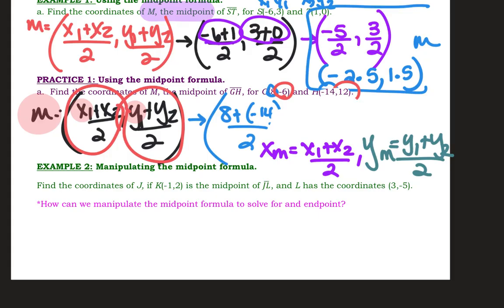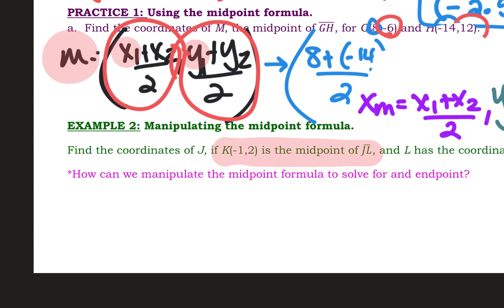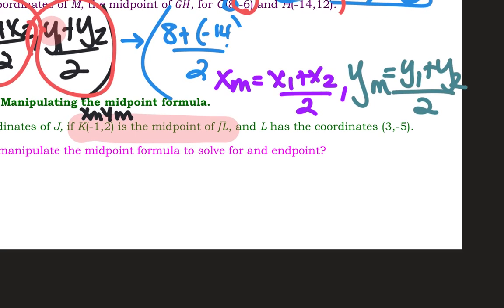Okay, so back to our question. I gave you the midpoint. What was the midpoint? Negative 1, 2. It's K, right? So then because that is the midpoint, I want you to label that XM, YM. M because that's the midpoint. Your other point, we can go ahead and just label that X1, Y1. If you decide to do X2, Y2, that's fine. Your equation would just be slightly different than ours, okay?